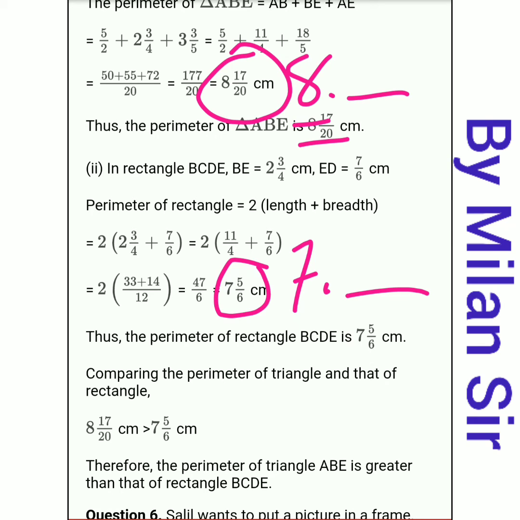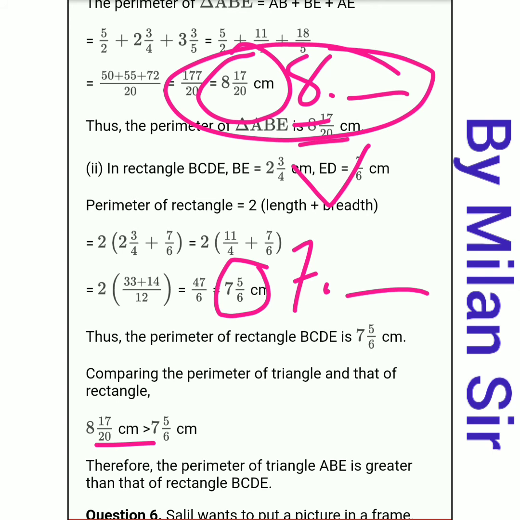Okay, now which is greater? This one, that means the triangle. So here 8 integer 17 by 20 is greater than 7 integer 5 by 6. So we can write like this. Therefore the perimeter of triangle ABE is greater than that of rectangle BCDE. Okay, this is our answer.